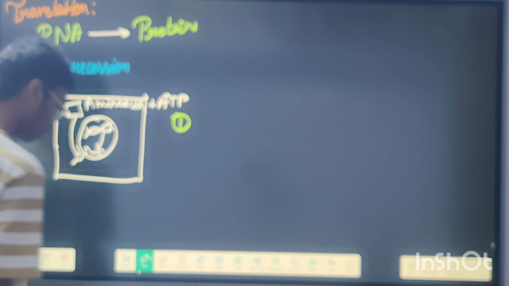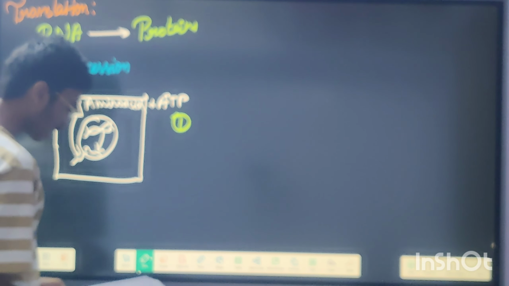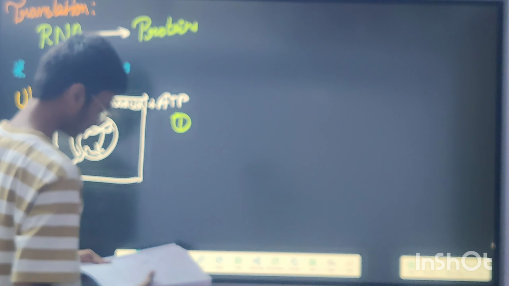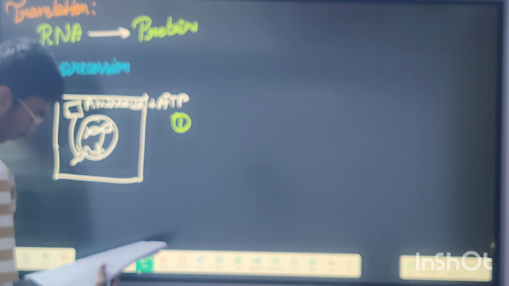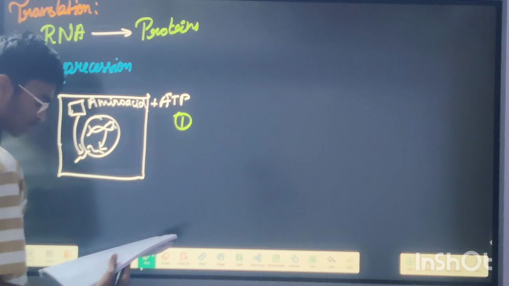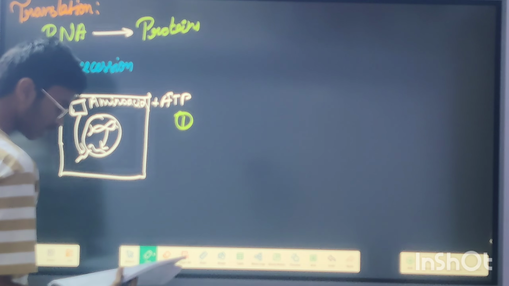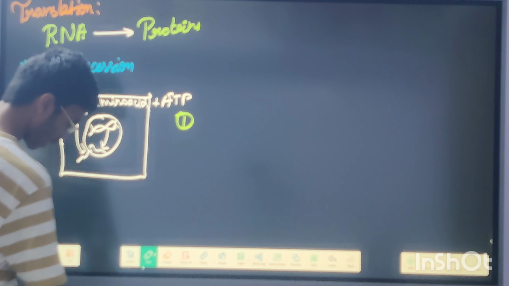By the enzyme peptidyl transferase. Okay, so first is charging of the tRNA. First, this is the phenomenon that's happening. Then after this, what's happening?